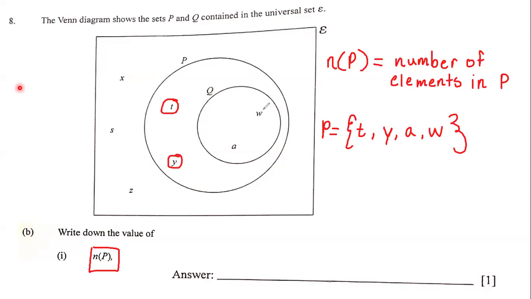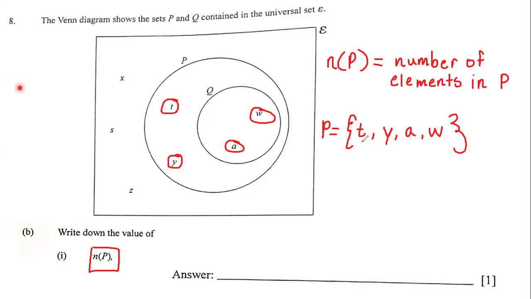So I want to know what is the number of elements in P. So we know that P has T, Y, W, and A. So what is the number of elements in P? Do you know, Trinasia? Can anyone help, Trinasia? What is the number of elements in P? Four. Four, very good. Like how much or how many? How many elements are in P?